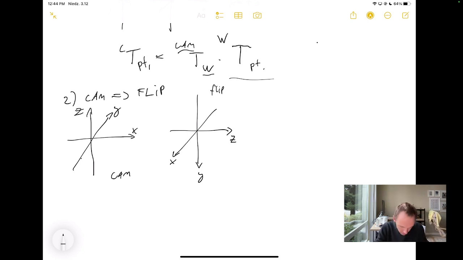So X maps to Z. Y maps to minus X. Right? So my Y is minus X. And then Z maps to minus Y.